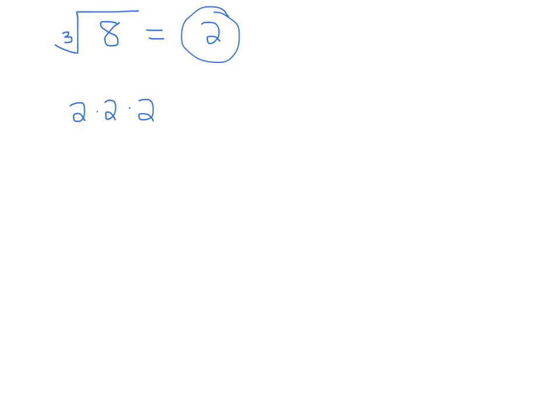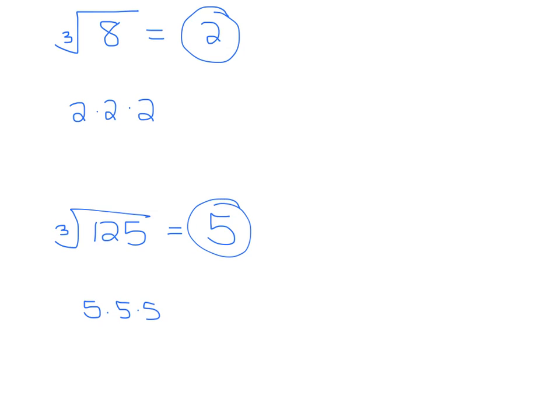Okay? If we had the cube root of 125, the answer to that would be 5, because 5 times 5 times 5 gives you 125.